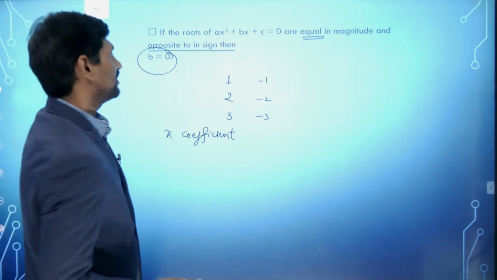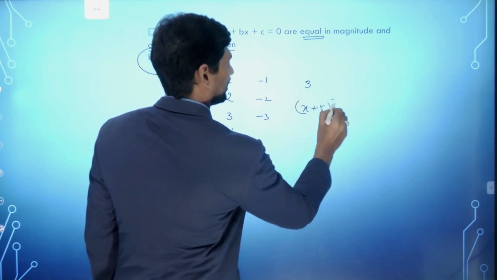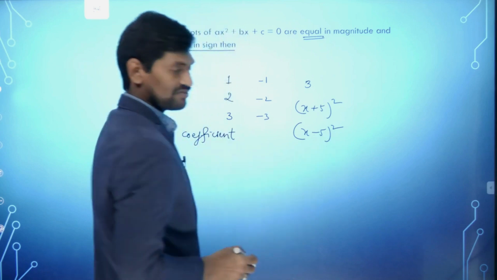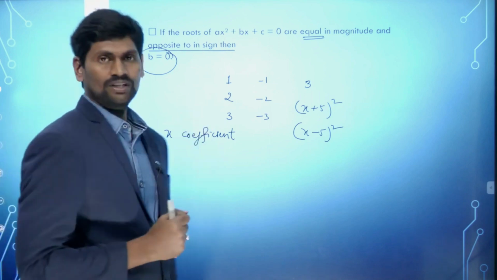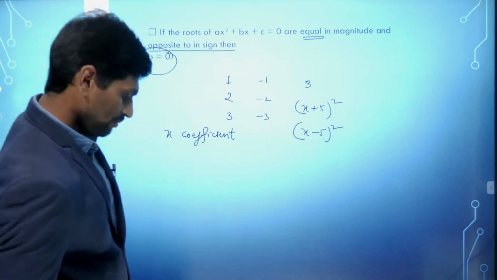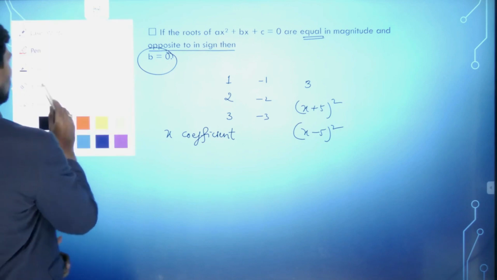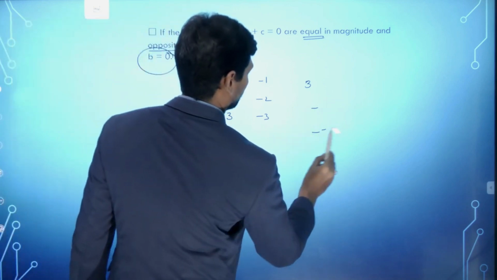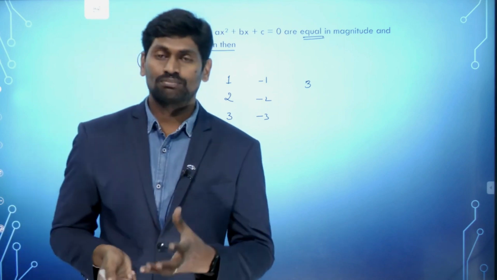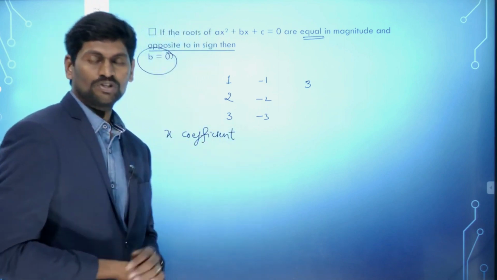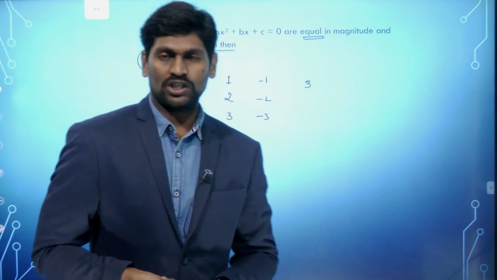So this will happen when x plus y whole square, x minus y whole square, when you expand this value, you will get the different signs, but b value becomes 0. In such a way, we can take a plus b into a minus b. Simply, we can take a plus b into a minus b condition. Okay? Then magnitude wise roots are equal, but their symbols are opposite to each other. That means one is positive, another one is always negative. Clear?